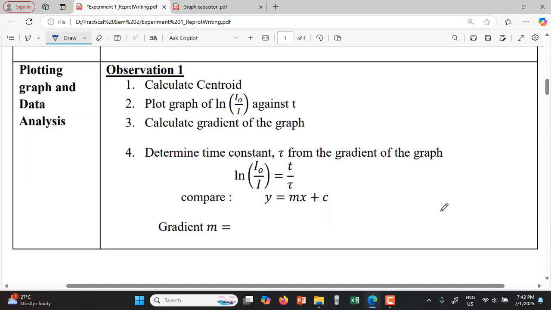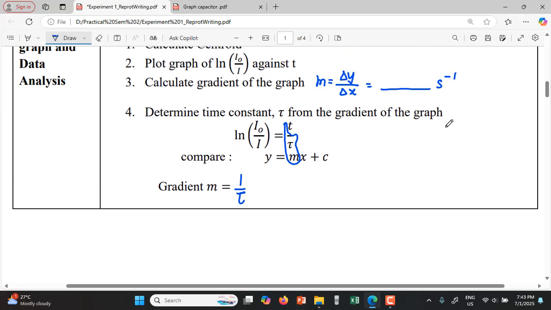So just double check, because our gradient is y over x, the unit for the gradient should be second minus 1. Then by comparing the equation with the straight line equation, the gradient will represent 1 over the time constant. So we are going to determine the time constant from the gradient of the graph.